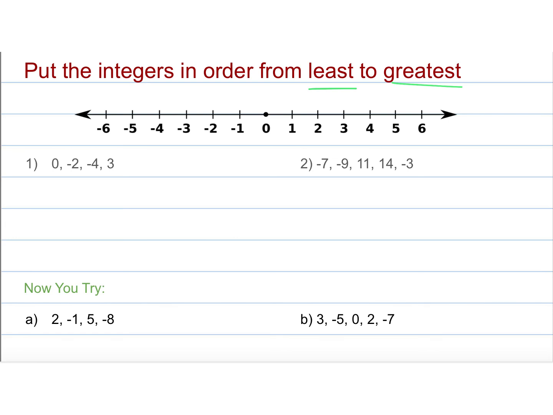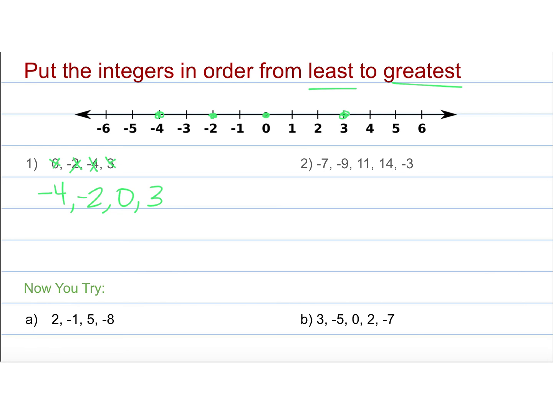So if I plot them all, we have 0, -2, -4, and 3. So the least is going to be the one that's farthest to the left. So -4, and then it would go -2, 0, 3. Making sure that I use each of them on there. Okay.